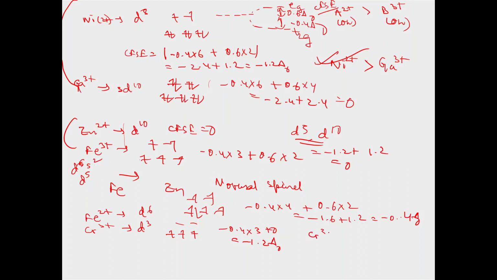So the Cr3+ CFSE is greater than the Fe2+ CFSE. So it will have a normal spinel structure. And the last option, that is manganese 2 and manganese 3. Manganese 2+ is 3d5 4s2, so Mn2+ means it is a d5 system. A d5 system means crystal field stabilization energy is 0. We saw that already.